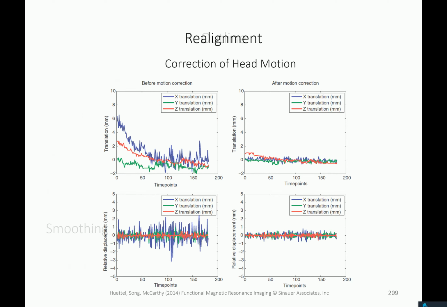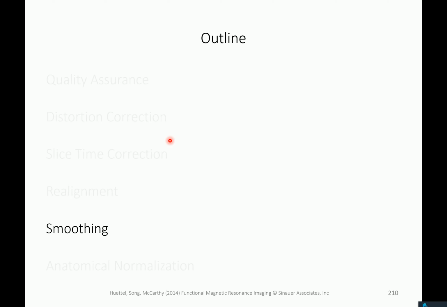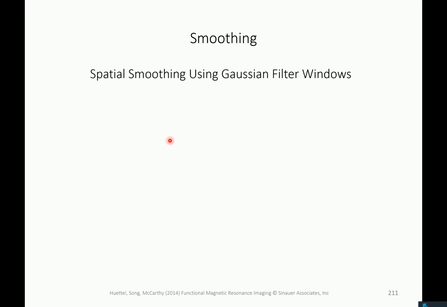Good. This shows that it works. And my favorite topic, smoothing. Maybe to come back, the first thing that makes sense in terms of data preprocessing from my perspective is definitely quality assurance, to look at the raw images and then do realignment, because then you do some motion correction, you get rid of some motion artifacts, and you have motion corrected your data.